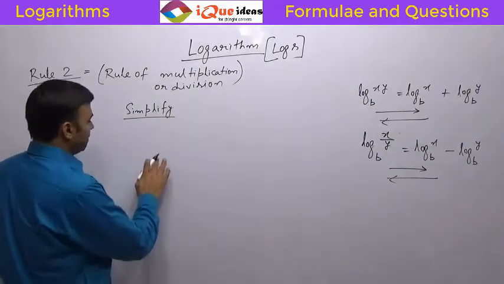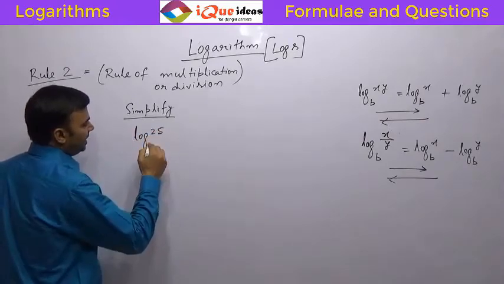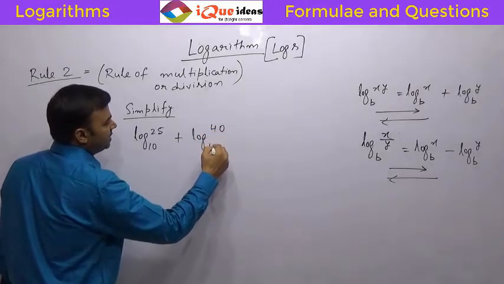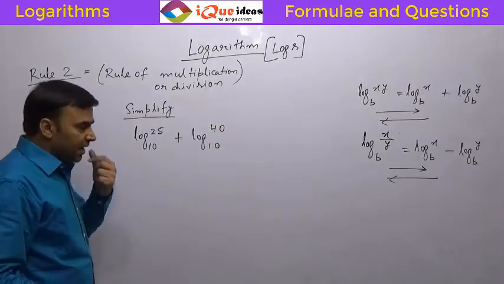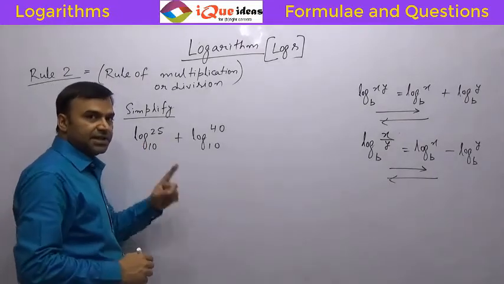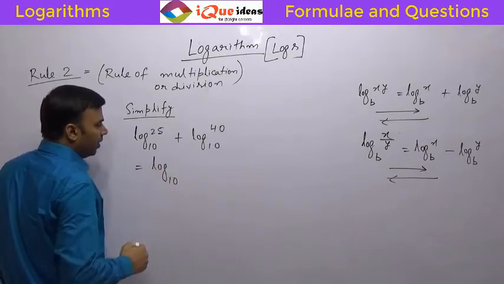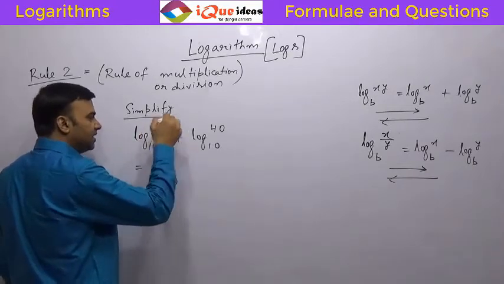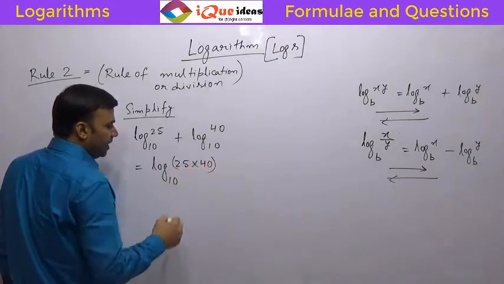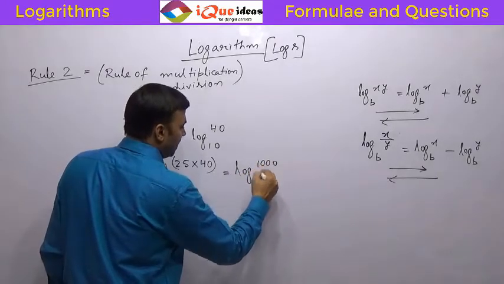So let's take an example. Suppose we have to simplify log of 25 to the base 10 plus log of 40 to the base 10. Right? Now, what do we see here? We see that there are two logs, the bases are the same, and there is a plus sign. So what we can do is take one single log, and because there is a plus sign, the numbers inside can get multiplied. So it becomes 25 into 40. Now 25 into 40 is 1000. So log of 1000 to the base 10.